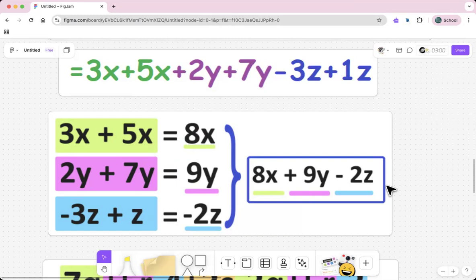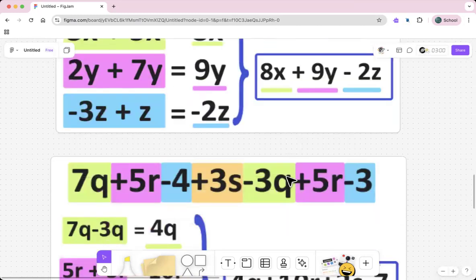This also shows you why you need to remember your integer rules from Unit 1. If you forget your integer rules, you're not going to be able to combine the like terms properly. So math is cumulative. Everything we learned in Unit 1 and Unit 2 has to continue in Unit 3.